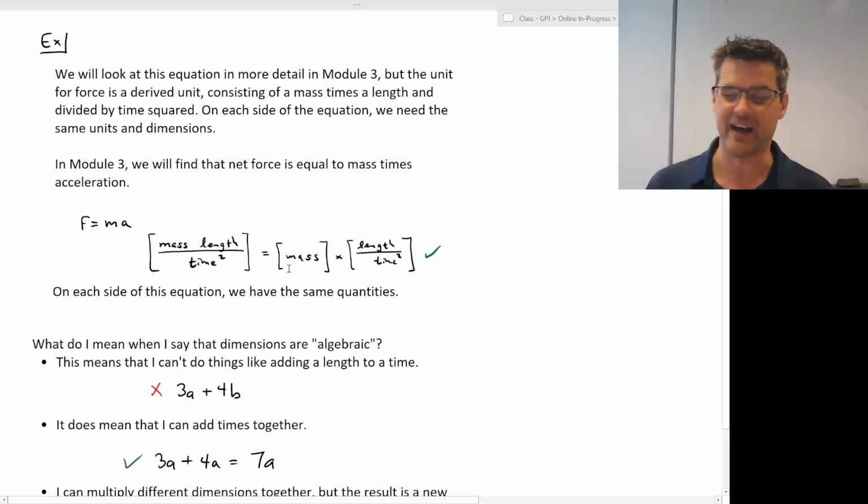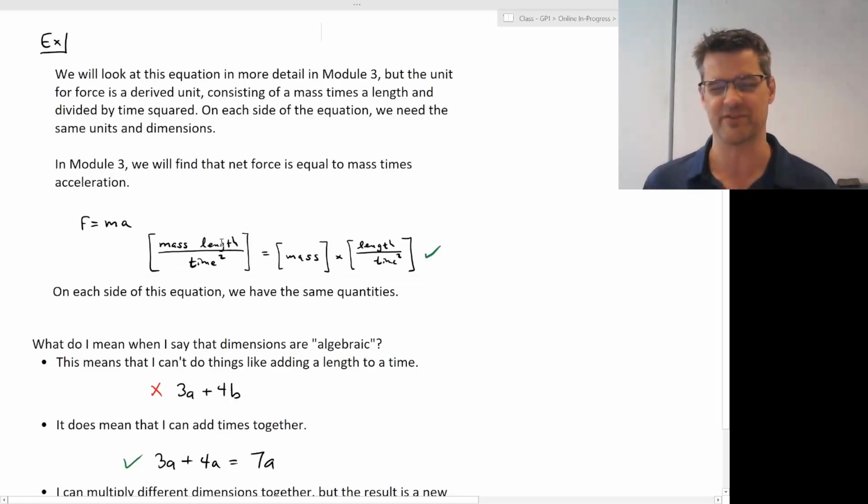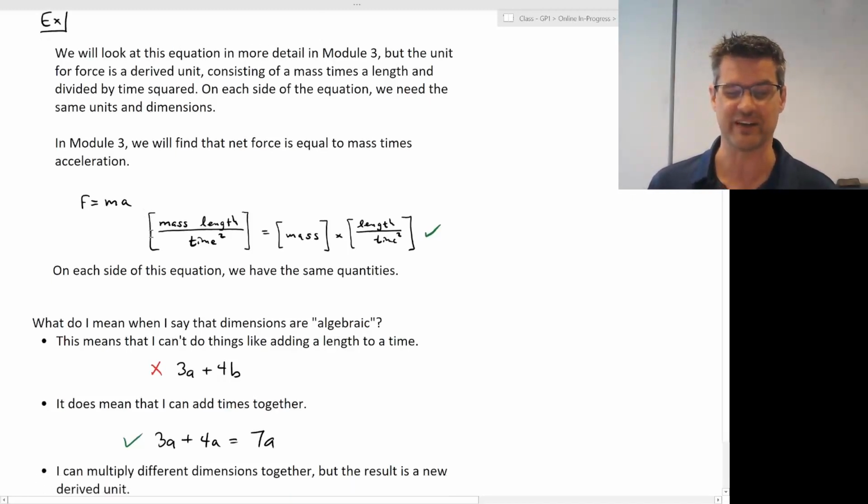If I was to take a mass and multiply a length per time squared, then mass times length per time squared has all of those units and dimensions working the way that they're supposed to give me a mass times length divided by time squared, and this is something like a Newton. So I can take a mass times a length per time squared, which is an acceleration, and get a Newton as a result. That's why force equals mass times acceleration gives an expression that algebraically makes sense.